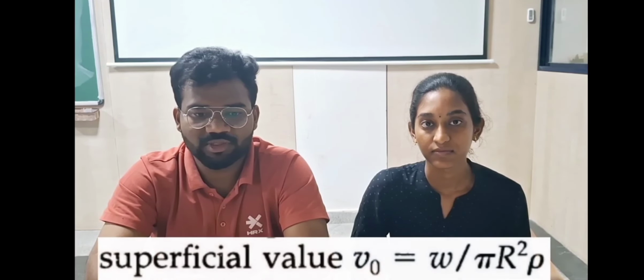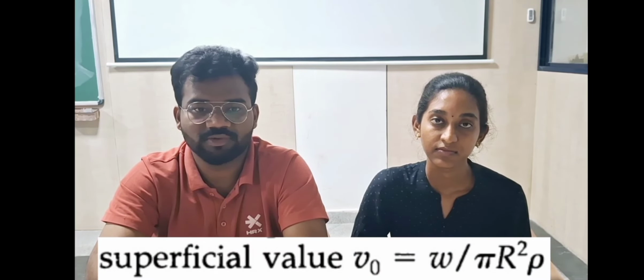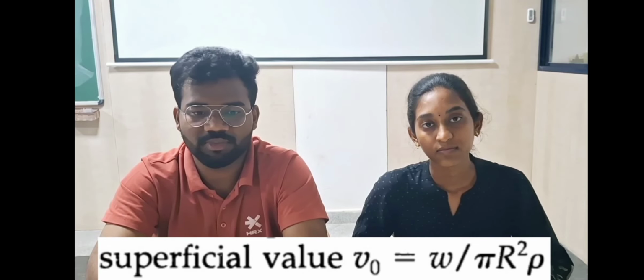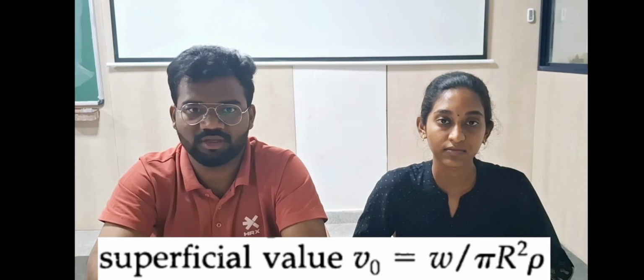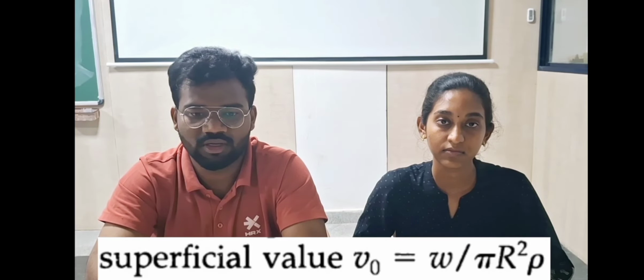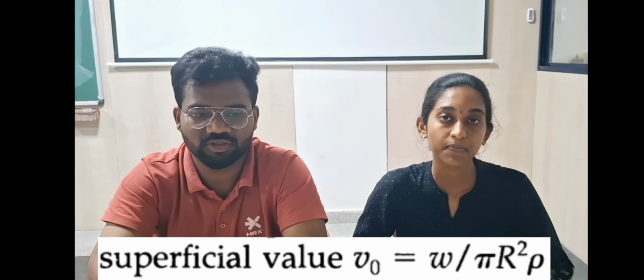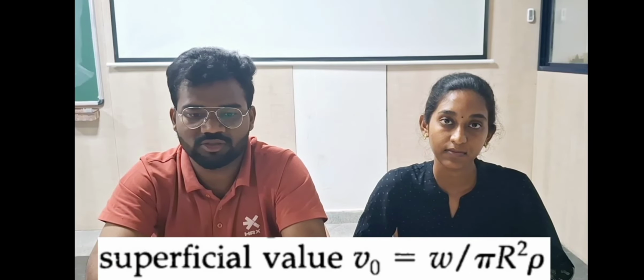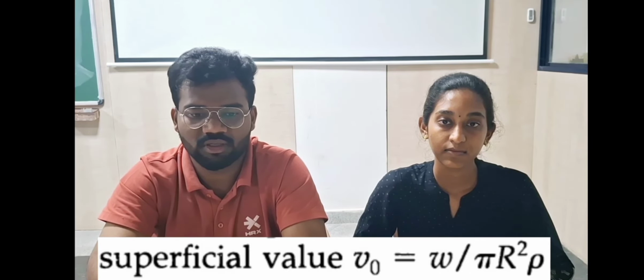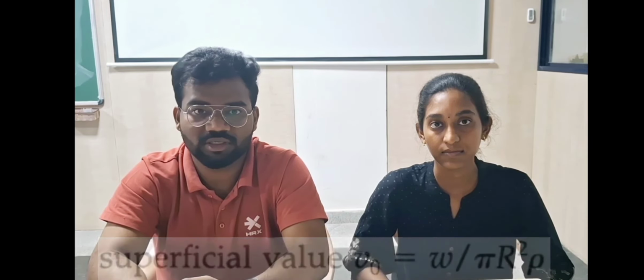When we talk about fixed bed reactor, we get a term called superficial velocity, where velocity depends on area. Here superficial velocity is denoted by v0, and this is different from actual velocity. Fixed bed contains particles. This superficial velocity means velocity into the reactor without considering the particles.